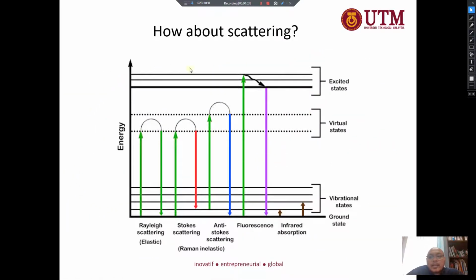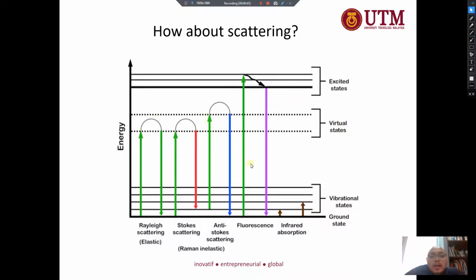This is another illustration of scattering. When the energy of scattering is the same as the energy of the incident, we call it Rayleigh. When the energy of scattering is less than the energy of the incident, we call it Raman-Stokes scattering. When the energy of scattering is higher compared to the energy of the incident, we call it anti-Stokes. So it goes up to virtual states.